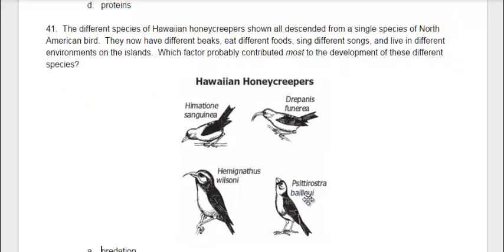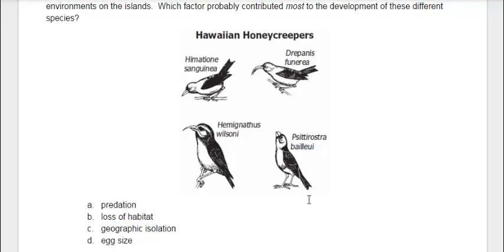41. The different species of Hawaiian honeycreepers shown have all descended from a single species of North American bird. They now have different beaks, eat different foods, sing different songs, and live in different environments on the island. Which factor probably contributed most to the development of these different species? So we have 4 species of Hawaiian honeycreepers: the Himatione sanguinea, the Trypanis funerea, the Heminathus wilsoni, and the Siderostra belui. Is it A. Predation, B. Loss of habitat, C. Geographic isolation, or D. Egg size?